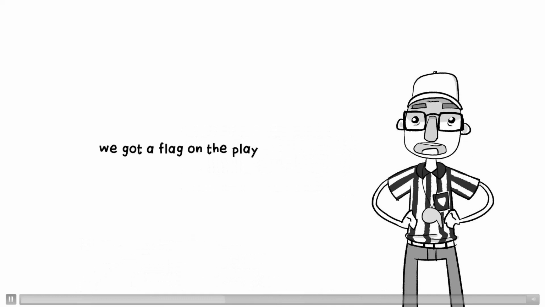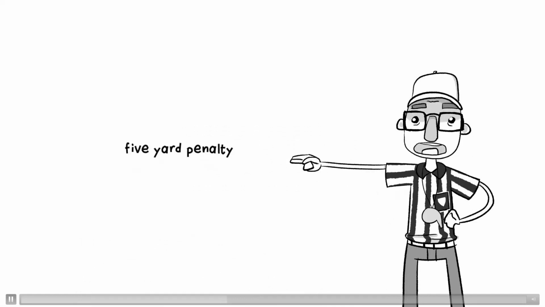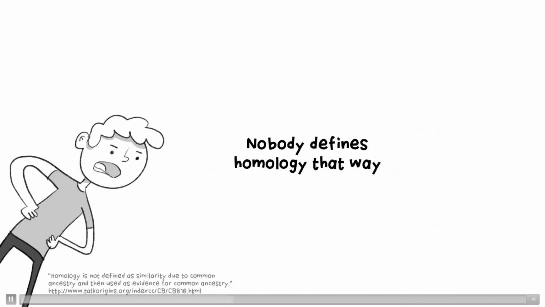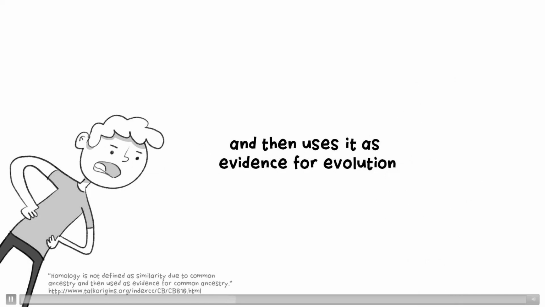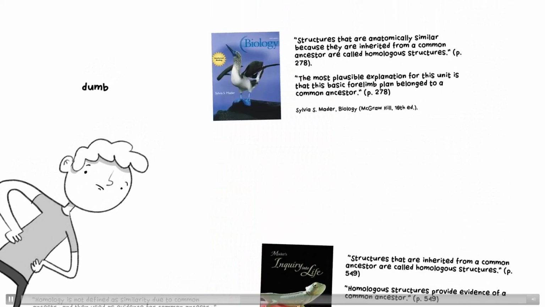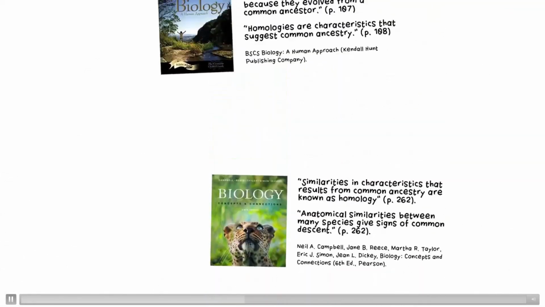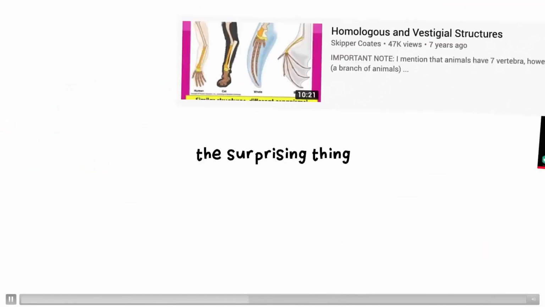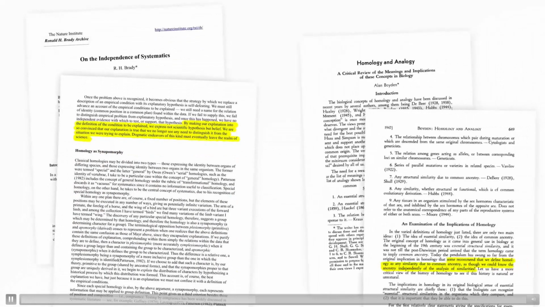We got a flag on the play, circular reasoning, illegal use of logic, 5-yard penalty, repeat the 4th grade. Oh come on, no serious biologist could possibly make that mistake. Nobody defines homology that way and then uses it as evidence for evolution. Come on, people couldn't possibly be that dumb. The circular argumentation is still regularly used in high school, even college level textbooks, and many a YouTube video. The surprising thing is that many otherwise very smart people didn't realize this. However, more and more people are seeing the problem for what it is.